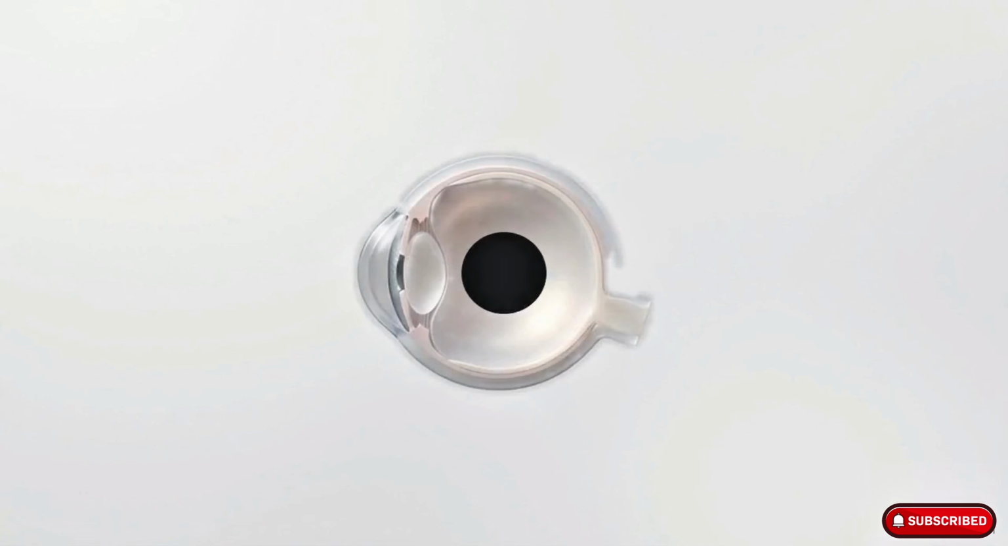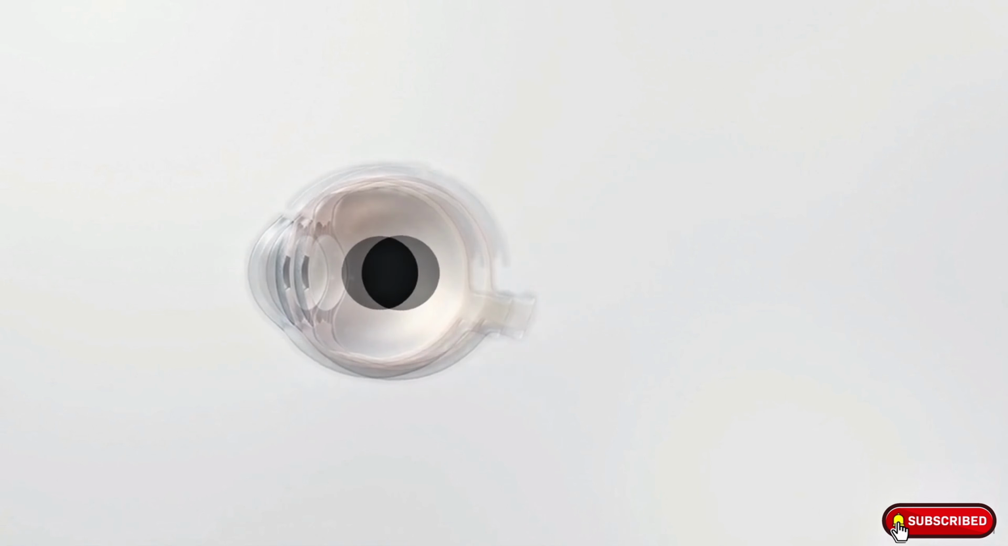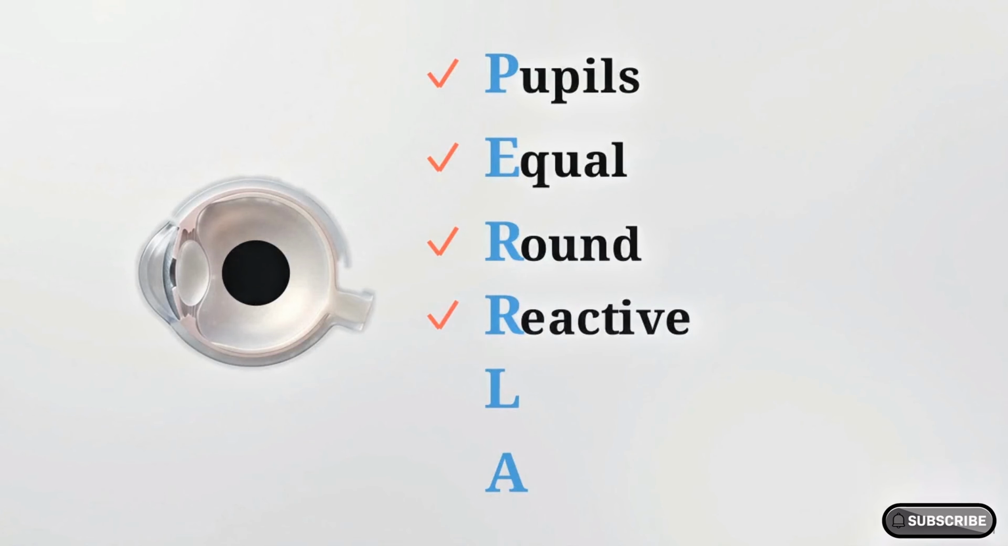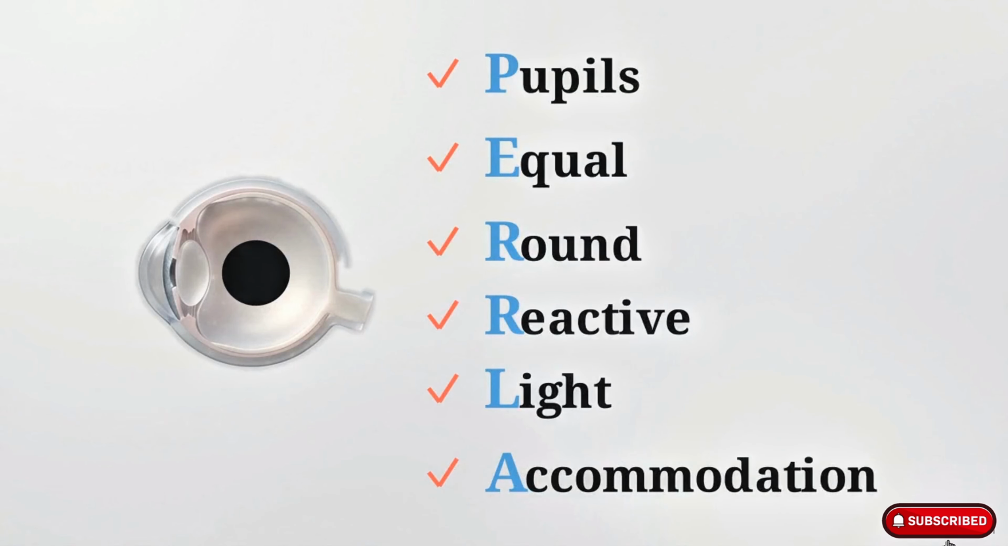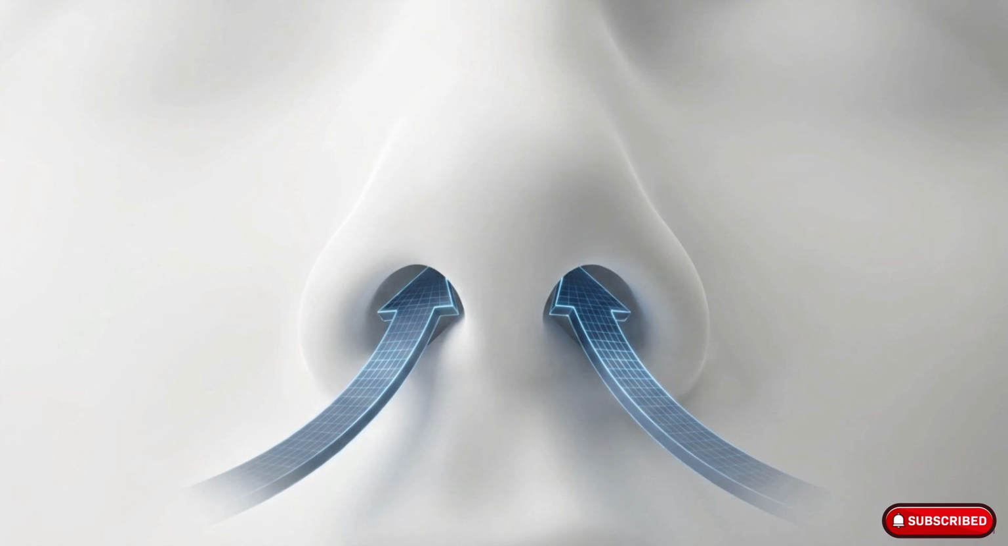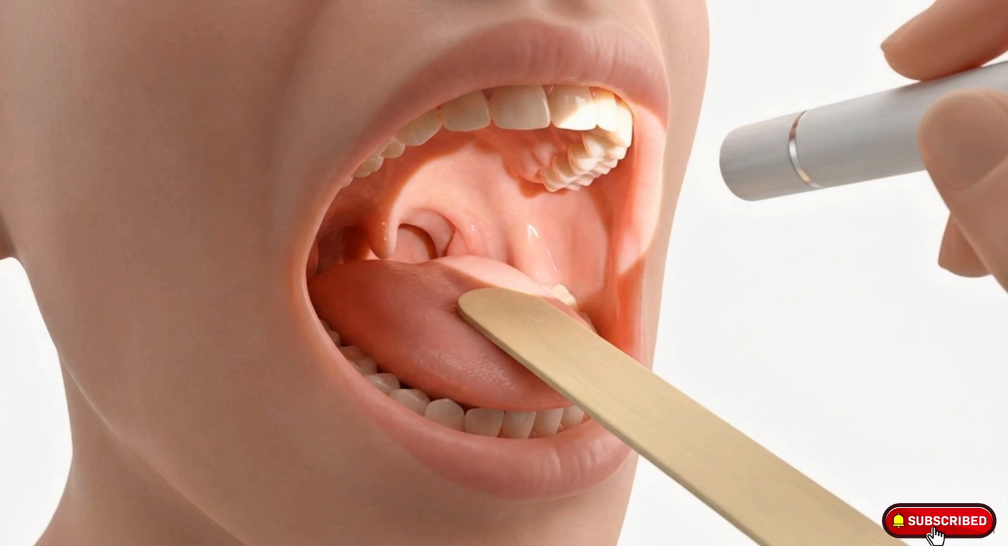This close-up schematic demonstrates a key cranial nerve check, the mechanical constriction of a pupil when exposed to a directional beam of light. We categorize this visual data using the acronym PERLA. We check for pupil equality, roundness, reactivity, and accommodation. We follow this with secondary facial checks. We palpate the sinuses, verify that the nasal passages are patent, and inspect the oral mucosa for physical abnormalities.